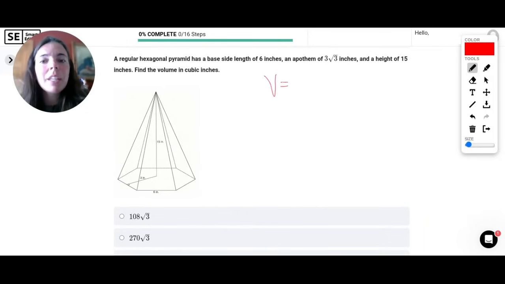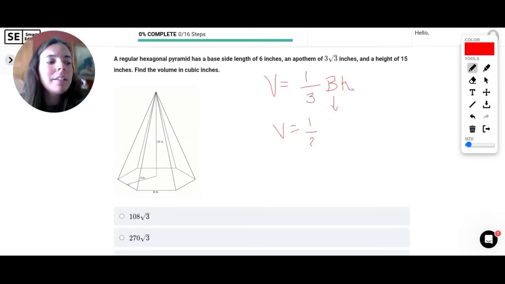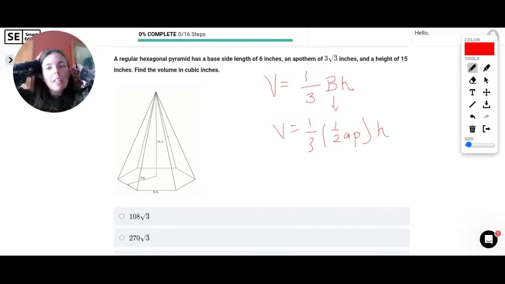The first thing here is when we have a pyramid, the general form of our volume is 1/3 times the area of the base times the height. So the area of this base, a hexagonal pyramid, so this is a hexagon at the bottom, we can actually rewrite the area of the base as 1/2 times the apothem times the perimeter, and then times the height. So if this is what you needed to solve this question, they would give it to you or it would be on the formula sheet.